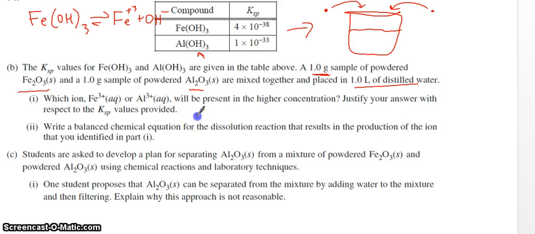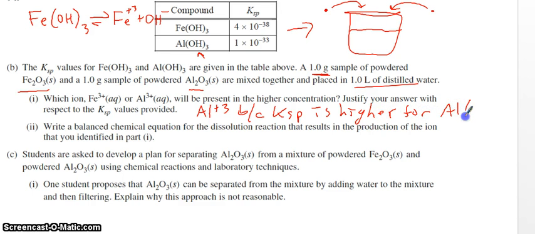And that's the idea. So Al3+, because Ksp is higher. And that's the idea. Al(OH)3.